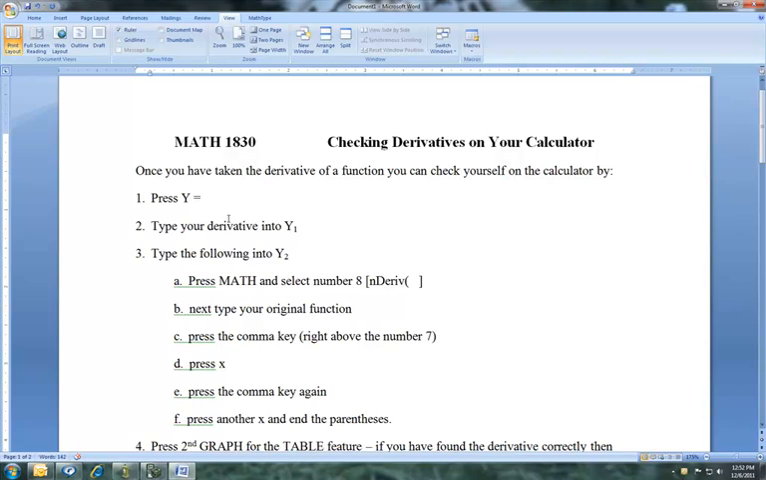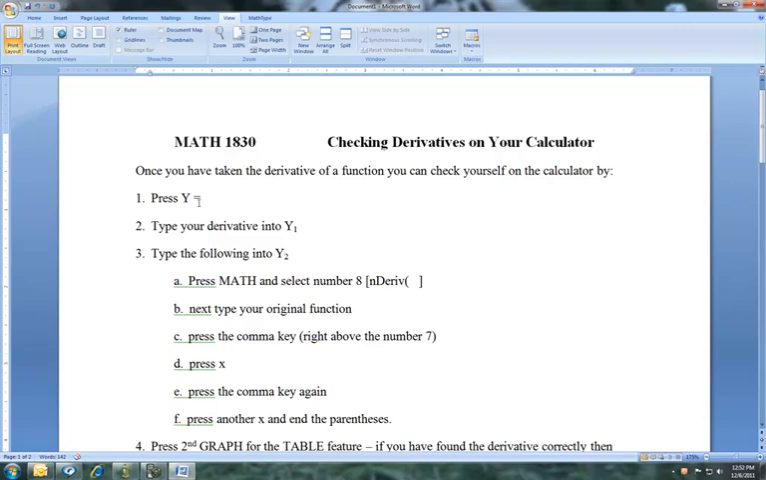I'm now going to show you how you can use your calculator to check your derivatives. Once you've taken the derivative of a function, then we can check it. I didn't have this capability back when I was in school because I didn't have a calculator. But first thing you need to do is press Y equals.